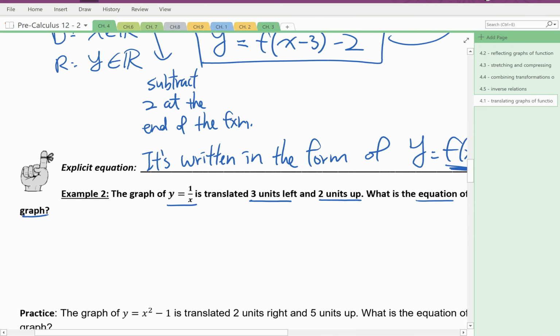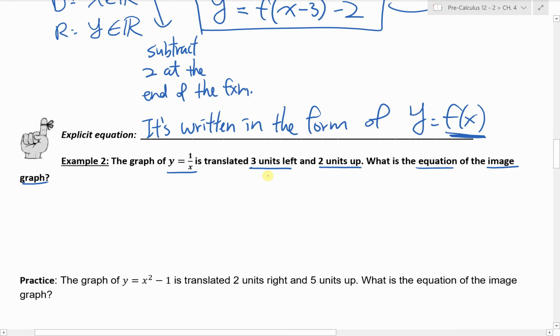So now what we need to do is replace. First, 3 units left means sideways, therefore we're replacing x. Because it's 3 units left, we're going to replace x with x plus 3. This is 2 units up, which means we're going to add 2 to the end.